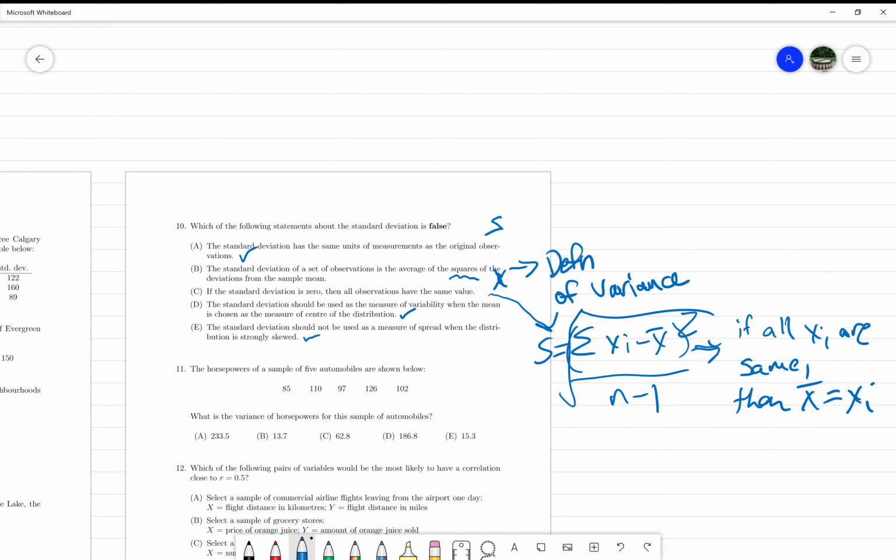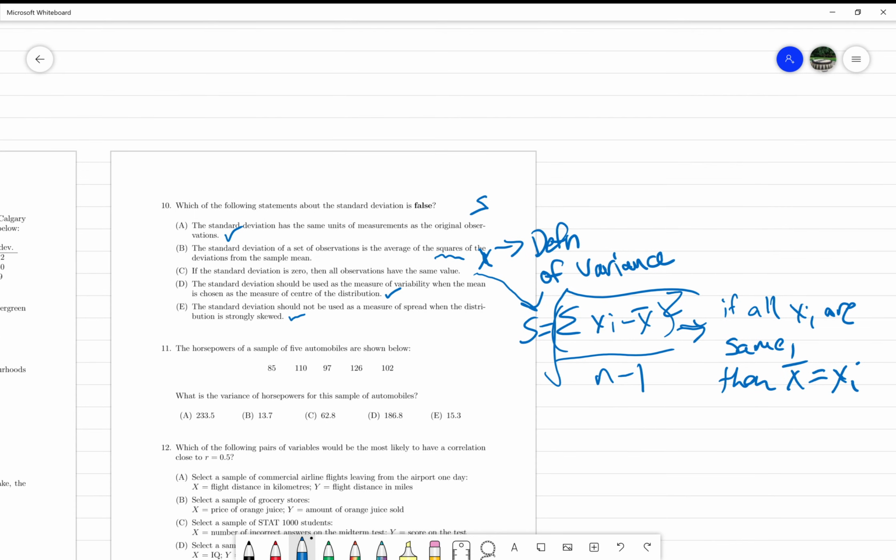And then E is correct as well, because D implies that E is true. So if D is true, then E is true. So the only statement that's false is B.